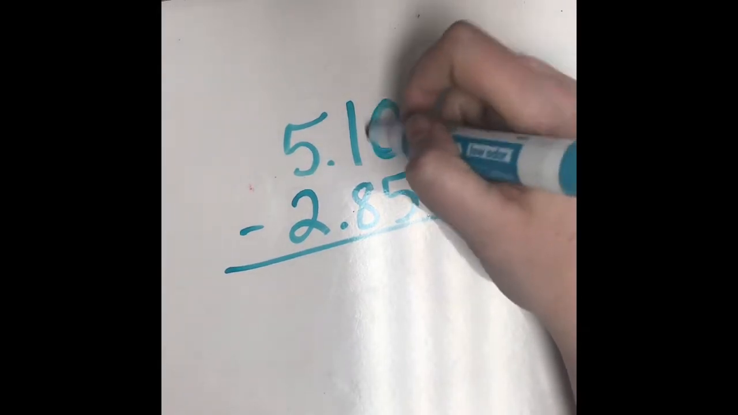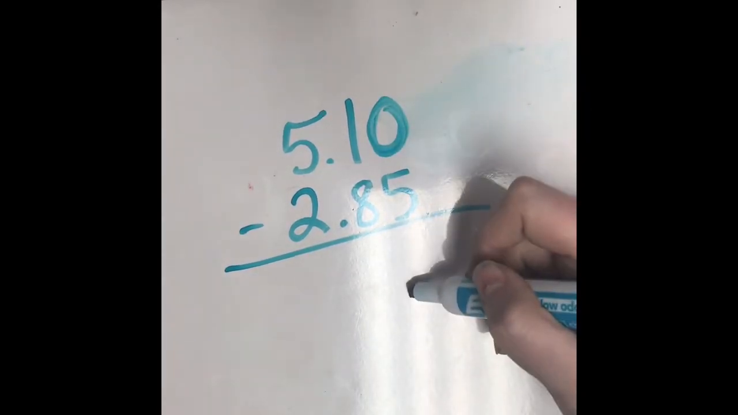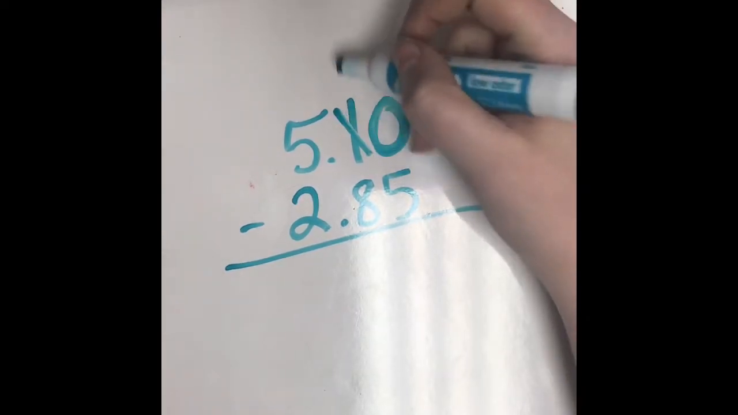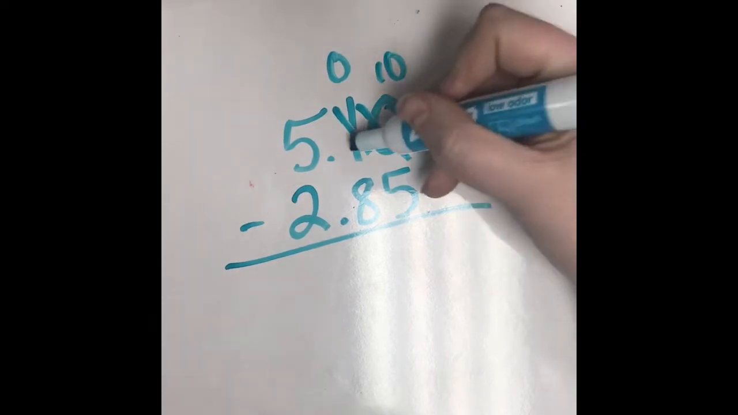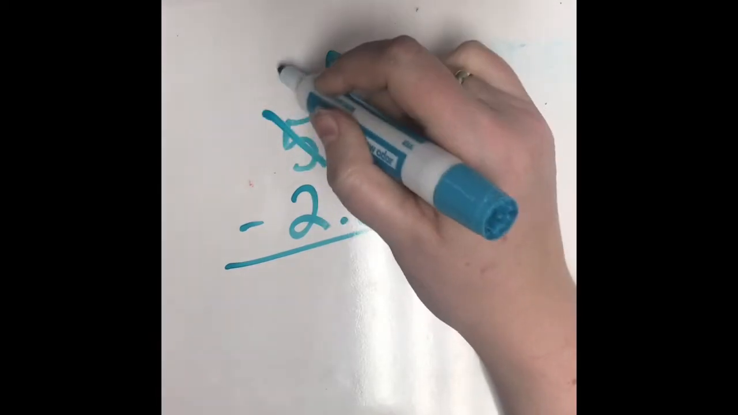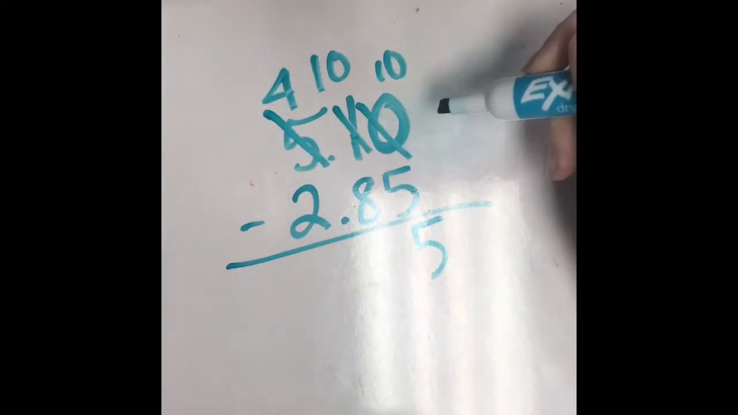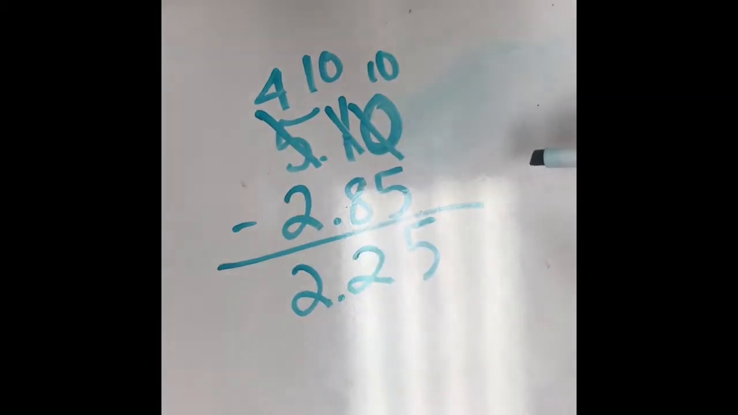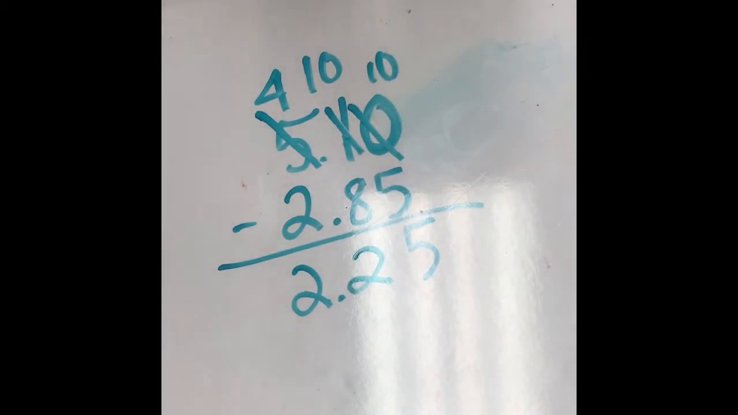Put a 0 here. And then, should I just drop my 5? No, that would not be right. So we borrow from the 1. So instead of 1, we have 0. Instead of 0, we have 10 because we borrowed a 10. 10 minus 5 is 5. Can't do 0 minus 8, so we borrow 1, give it to this guy. 10 minus 8 is 2. 4 minus 2 is 2. Our decimal goes in one straight line. 2 and 25 hundredths.